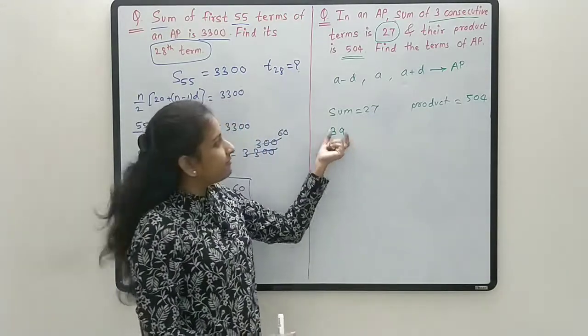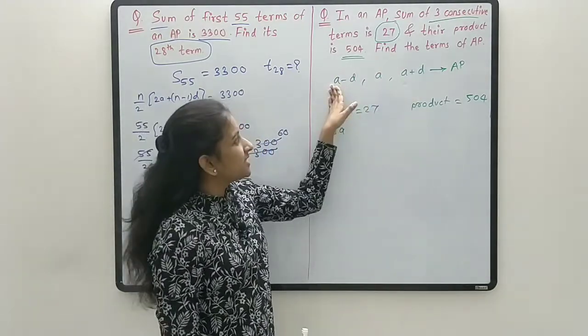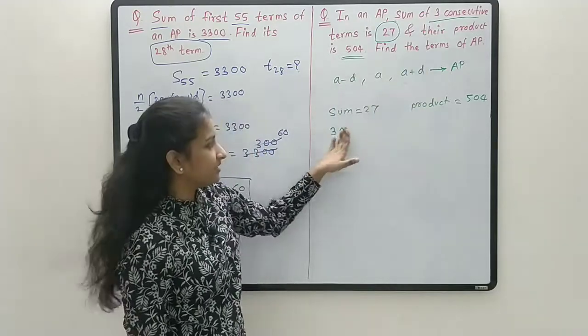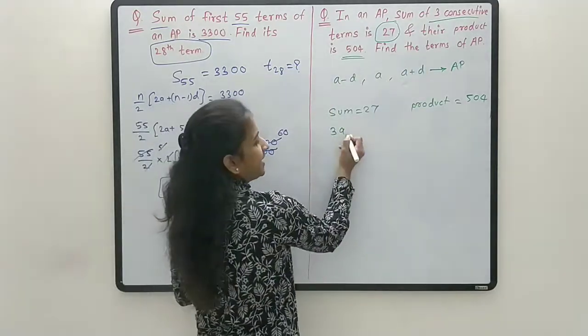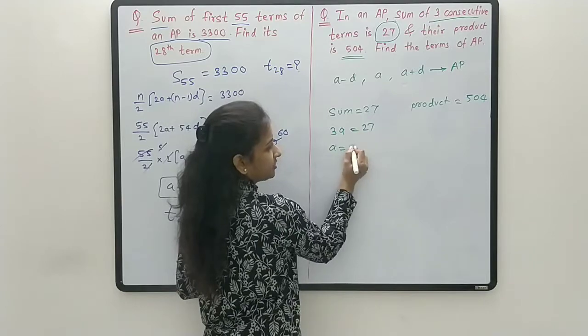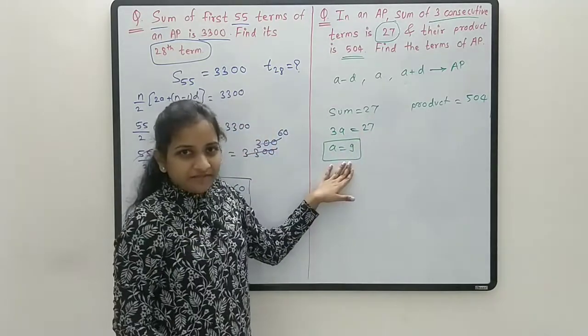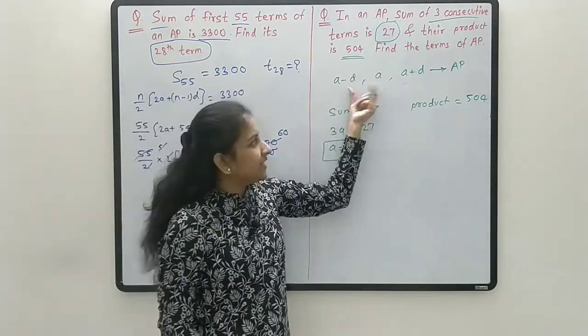Understood why we chose these terms? Because in the sum, d and d get cancelled, so only one variable is left. 3a is equal to 27, so a is equal to 9. We got the a value. We can find the d value and find the AP series.